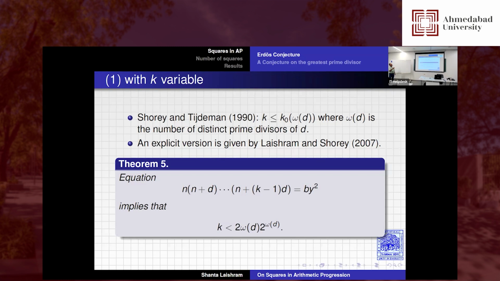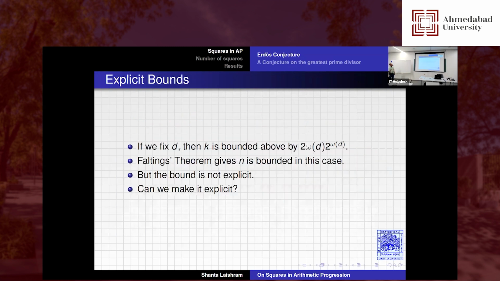So now I'm going to combine all of this with what we have. If you fix d, k is bounded by a number which is 2 times omega d 2 power. So d is fixed, then omega d is fixed. The number of distinct prime divisors of d is fixed, so this number is fixed. So if d is fixed, this is just a polynomial.